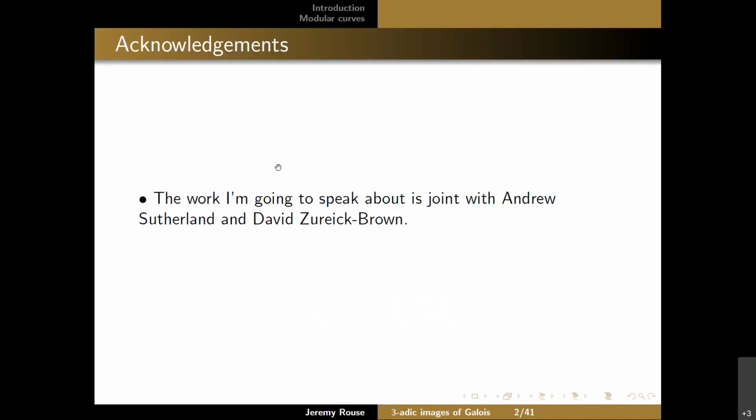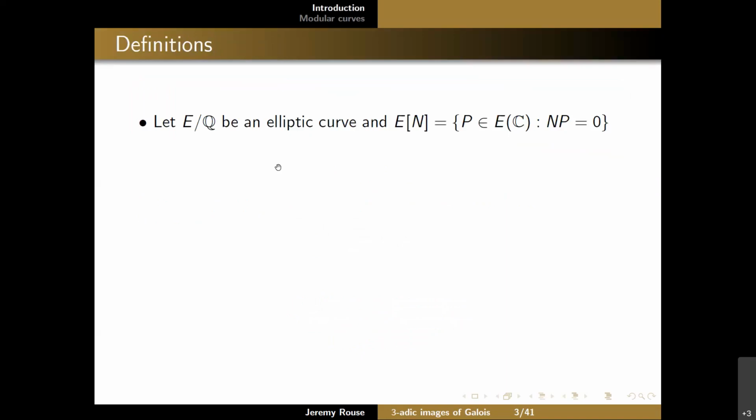To start out with, I'll first say that the talks earlier in the conference, especially the talks yesterday afternoon, have defined a lot of the notation that I will want to use. And I'm going to take full advantage of that. So if E over Q is an elliptic curve, I'm going to let E[n] be the set of n-torsion points on E.